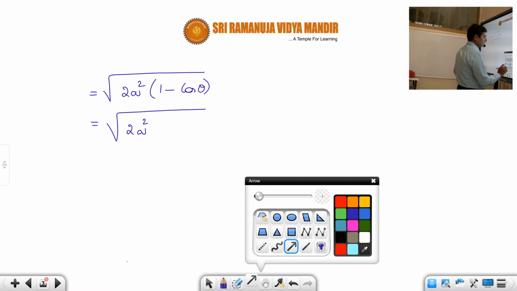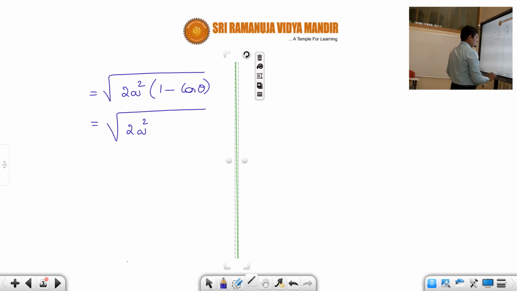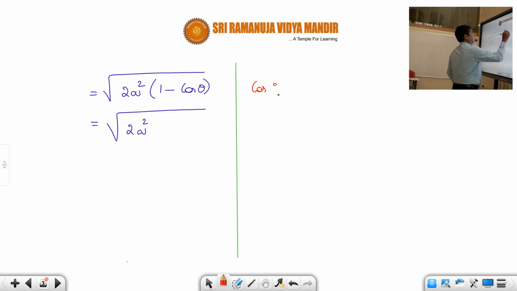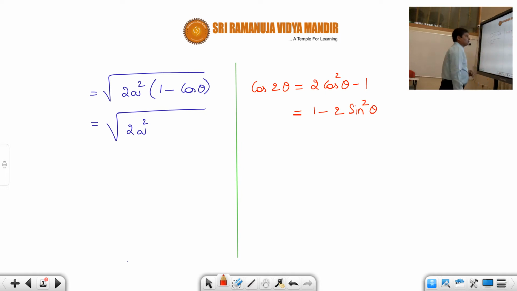Actually in the basic maths I forgot to tell this point, students, but you can note it down. This is a very important formula where cos 2 theta is equal to 2 cos square theta minus 1, or 1 minus 2 sin square theta, students. Always remember, either of these two formulas is applicable. Cos 2 theta equal to 2 cos square theta minus 1. Here if it is 2 theta, then here also it is theta.